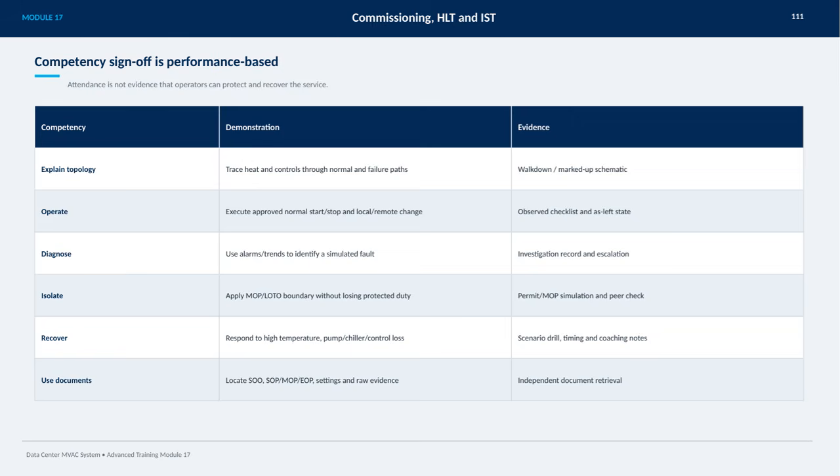Finally, operators must be proficient at using documentation, finding critical procedures and settings independently to support safe and effective operations.